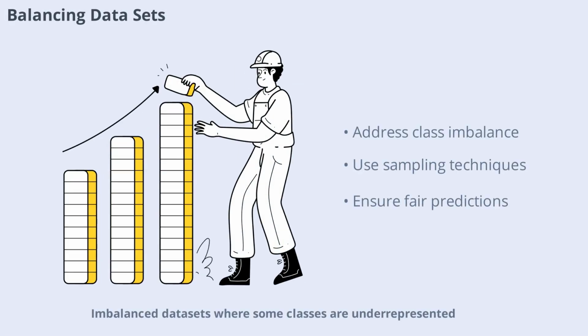Imbalanced datasets, where some classes are underrepresented, can lead to biased models. Techniques like oversampling, undersampling, or synthetic data generation help balance the distribution of classes. This ensures that your model learns to recognize all classes equally, leading to fairer and more accurate predictions.